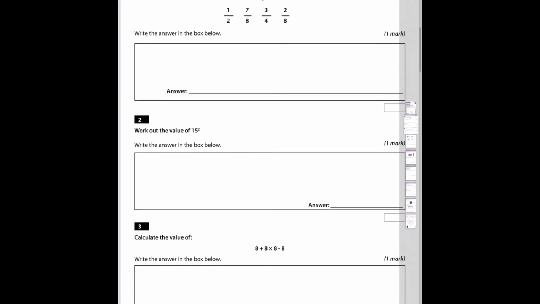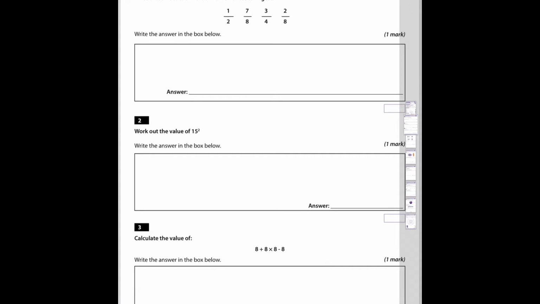So question 1. Write these fractions in order from smallest to largest. You may be able to look at them yourself and work that out quite easily. But if you struggle with fractions, one way to look at it is to make all of these numbers the same. As we've got 2 8s, we'll focus on the 8s and try and make the other denominators 8 as well. So if we just put the 4 lines there, we've got 7 over 8 as that one first.